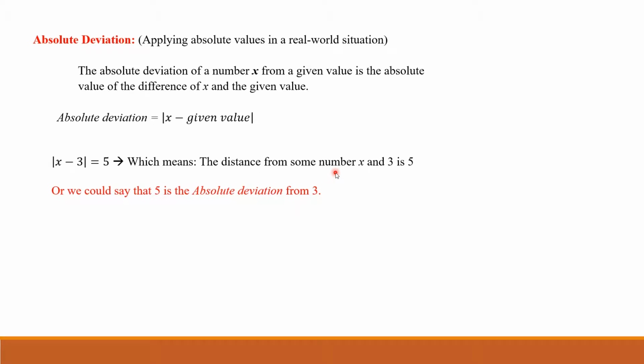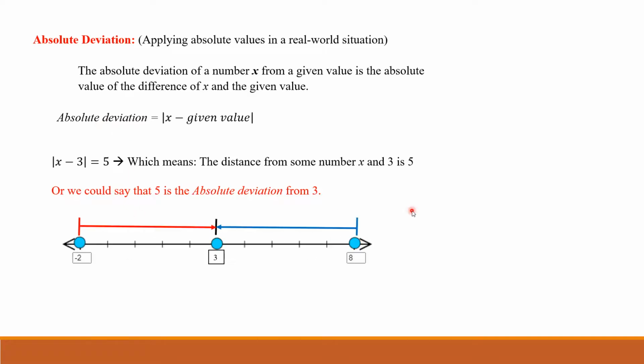Okay, so if we have the absolute value of x minus 3 equals 5, that means the distance from some number x to 3 is equal to 5. So the distance is 5. Absolute value is that distance away. So absolute deviation means the same thing: 5 is the absolute deviation from 3. On the number line, 3 is the center point, and we have our deviation to the left, minus 5 would be negative 2, and to the right would be positive 8, so plus and minus 5.